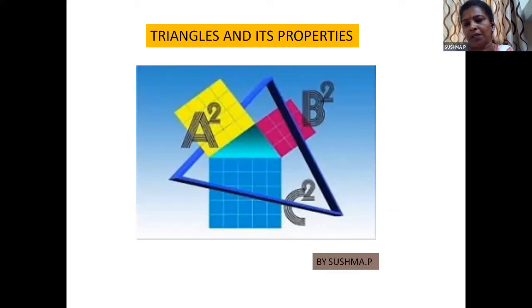Triangles and its properties. We are going to deal with it. Before the lesson starts, once you go into boredom mode, I want you to be alert. So what I want you to do is physically make you aware.